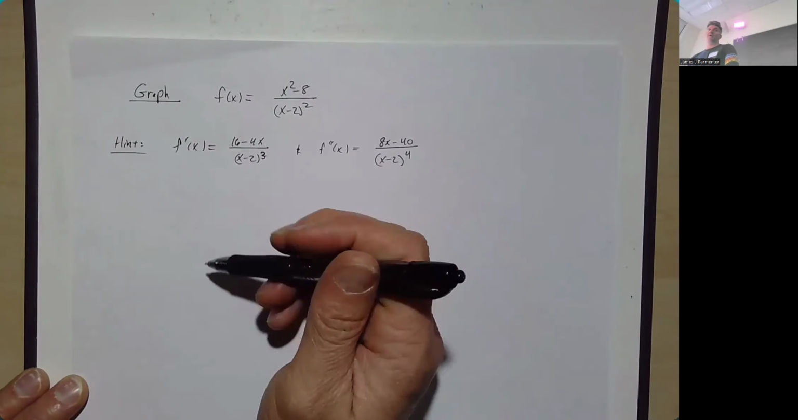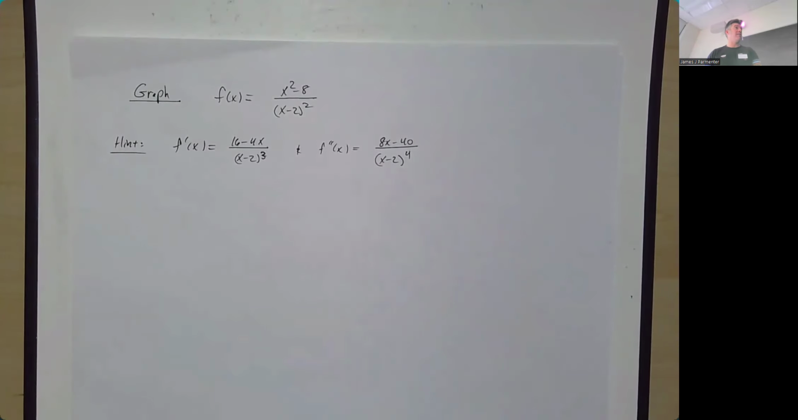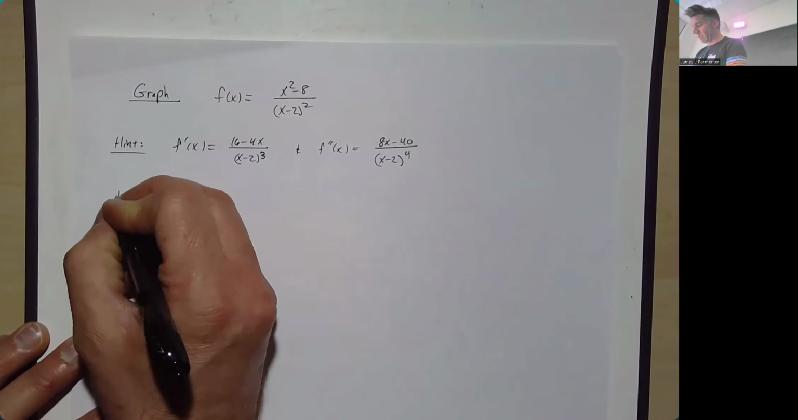So graph, that word graph means a lot. That word graph means you have to do like 6 or 7 things. So let's do all the things, and the order I'm going to do them in is typical. So first we're going to find the intercepts.